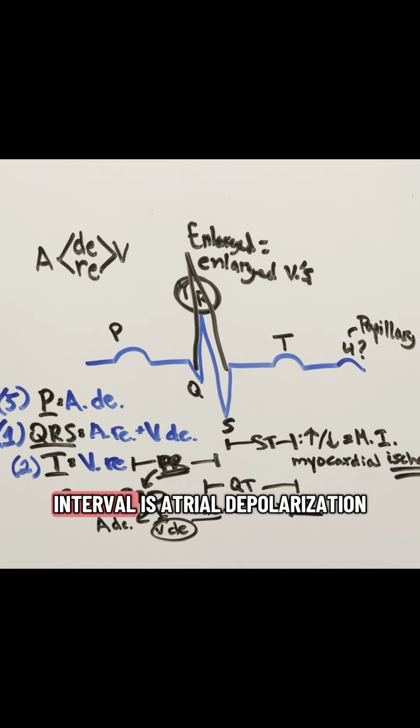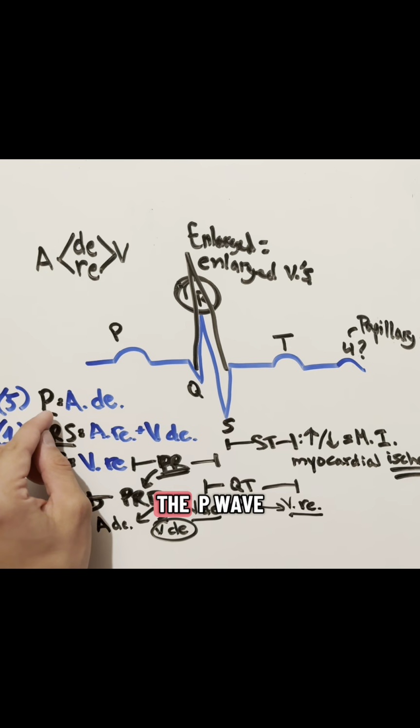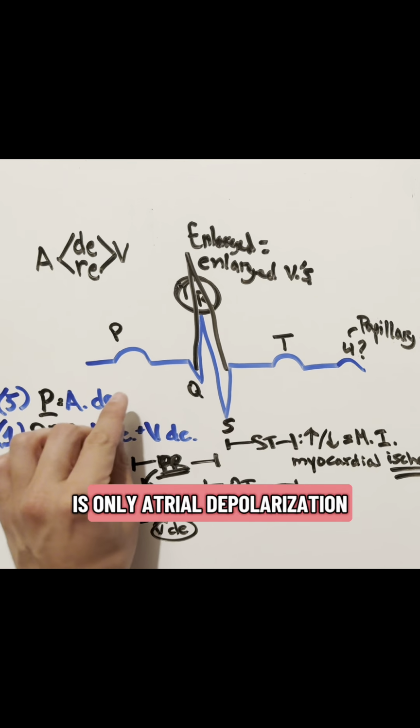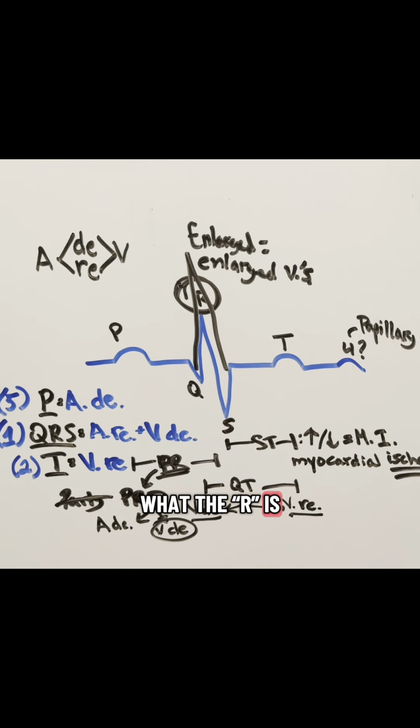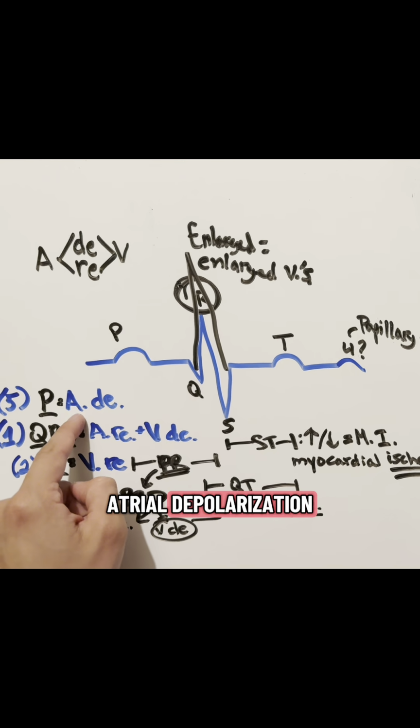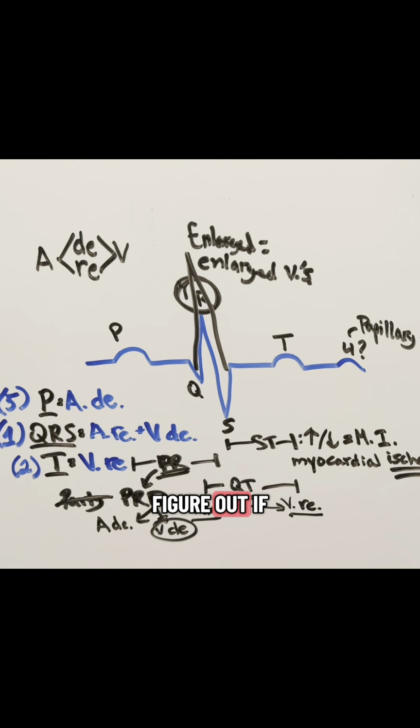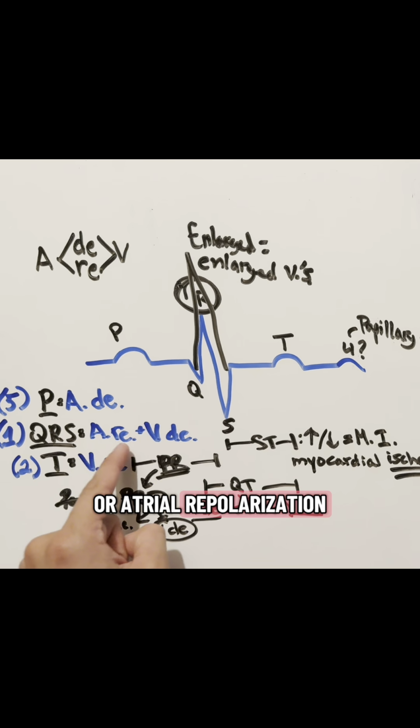So the PR interval is atrial depolarization to ventricular depolarization. The P wave is only atrial depolarization, and the way in which we remember what the R is, because of the party of the PR interval, is ventricular depolarization. So whenever we talk about the PR interval and the QT interval, the way in which we start off remembering what each is, is to remember that the P wave is only atrial depolarization, so we then only have to figure out if the R is ventricular depolarization or atrial repolarization.